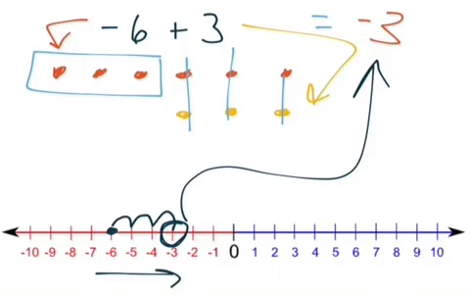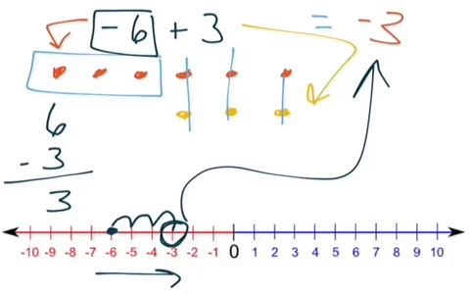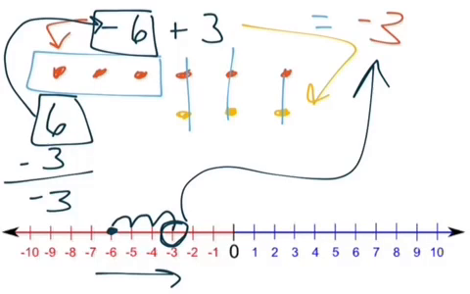If we do this the way where we subtract and keep the sign of the larger, then I can say 6 minus 3 is 3, but I keep the sign of the larger number. The larger number was the 6, and it has a negative sign, so I keep the negative 3, and that matches up with my answer on the number line and my answer on the modeling.